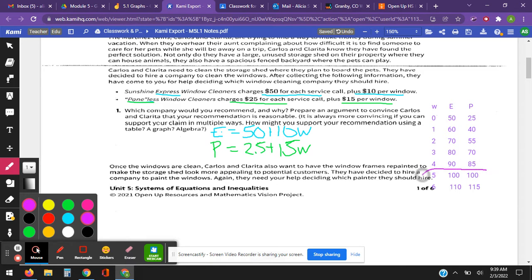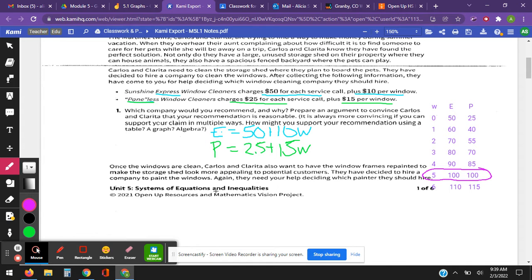So if you'll notice right here, we have a match where they are the same. And really, it just depends on how many windows they have. We don't even know how many windows they have. So if they have less than 4 windows, we know we might want to go with one of them. But if they have more than 4 windows, they might want to go with somebody else. So you could use a table to figure out what that price spot is, basically where that equality is.